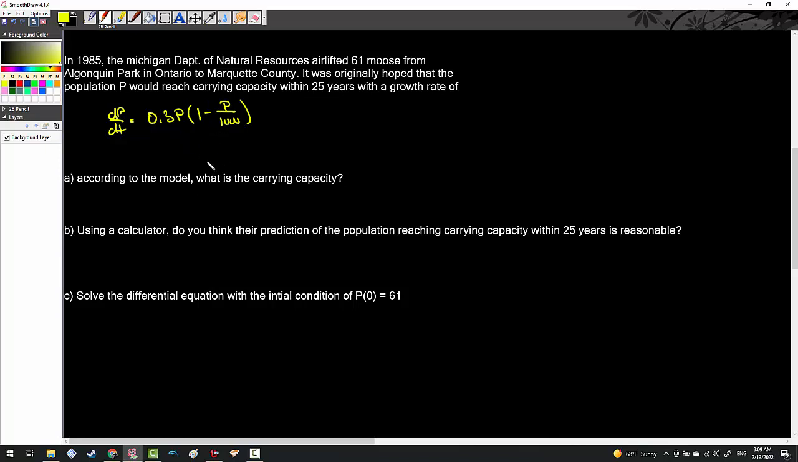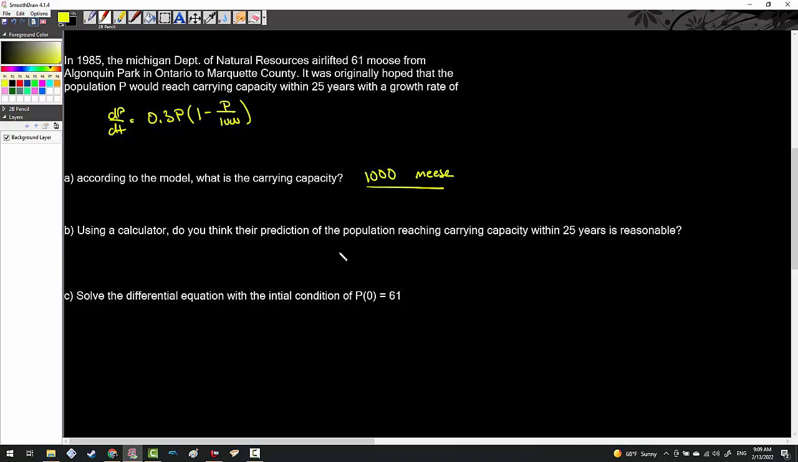Let's see. According to the model, what is the carrying capacity? This thing is filled with grammatical errors, but that's all right. Well, remember, it's just about association here, right? The association is that 1,000 would be equal to L, which is the carrying capacity. So 1,000 moose can be carried by this differential equation or by this logistic growth model. That should be relatively doable.